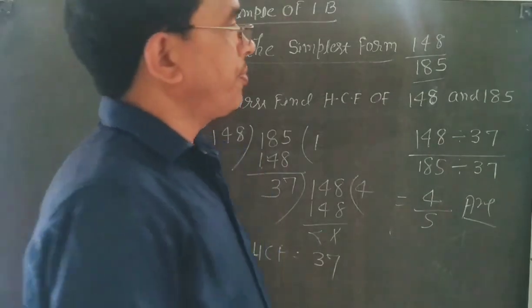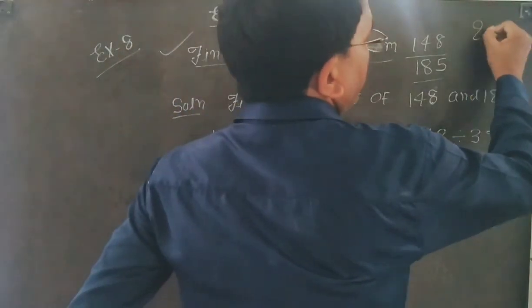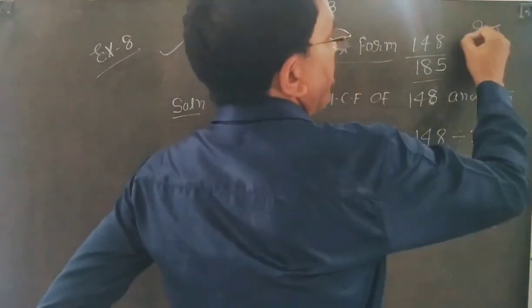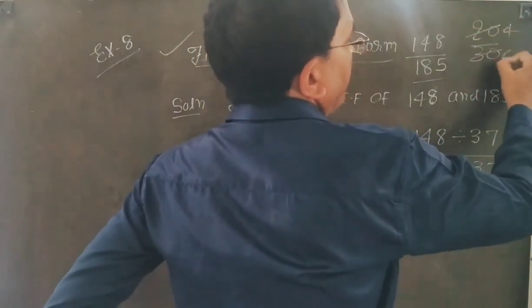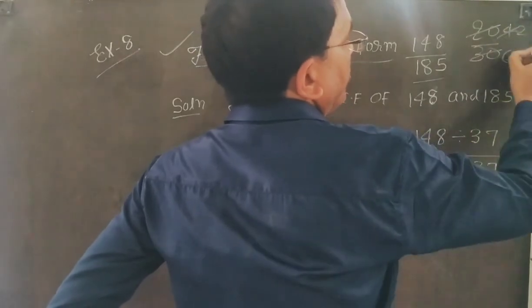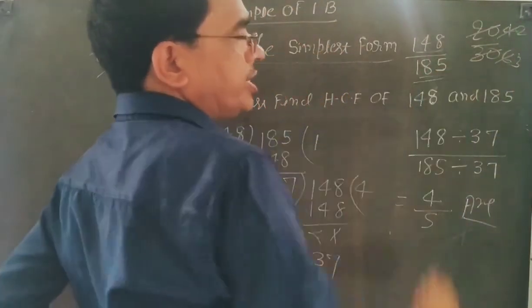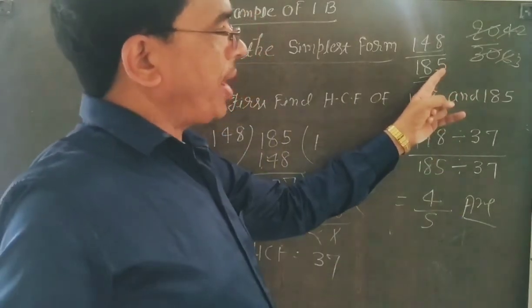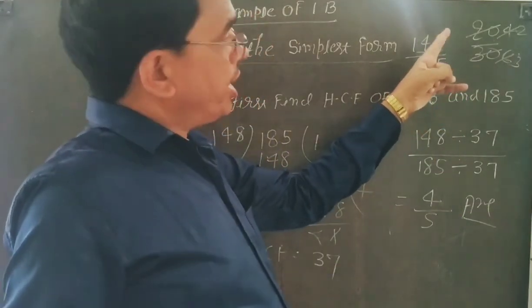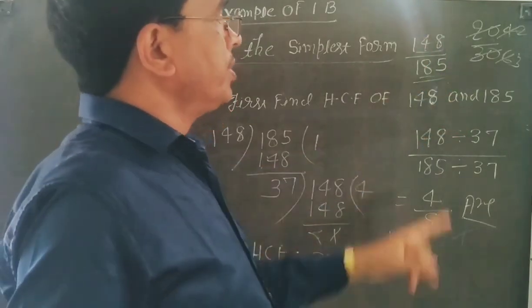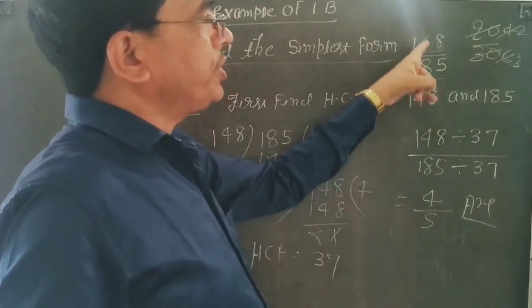First, suppose your question is 20 and 30, then it is very simple, because you know it is divided by 5, 4 times and 6 times, so it is 2 by 3. But here it is 148, here it is 185. It is divided by 5, but it is not. It is divided by 2, but it is not. So for this type of problem, you first find the HCF of these two numbers.